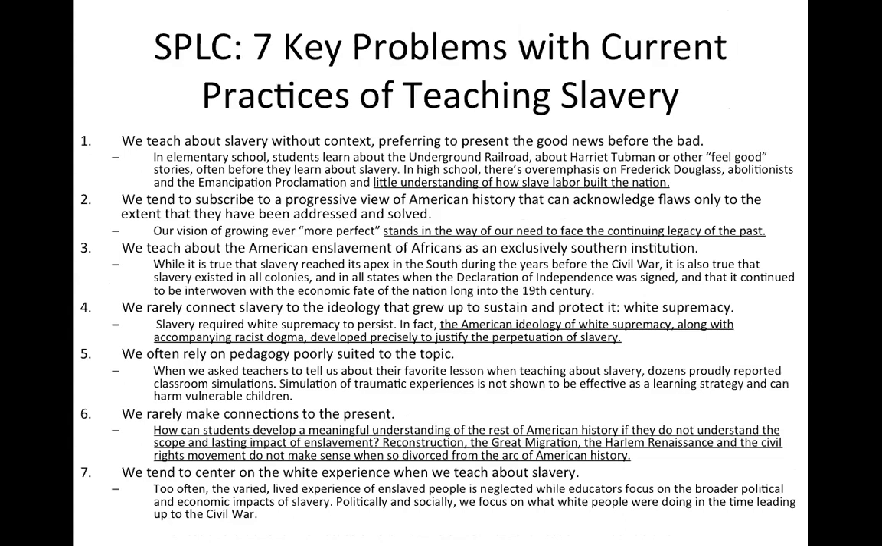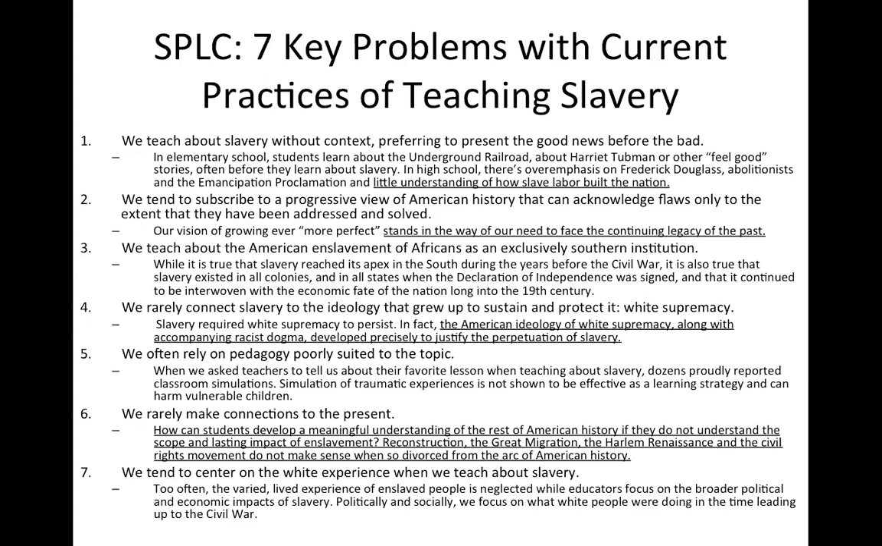The first one is that we teach about slavery without context, preferring to present the good news before the bad. We talk about the Underground Railroad, Harriet Tubman, and Frederick Douglass, while teaching very little about how slave labor built the nation. We tend to subscribe to a progressive view of American history, where we acknowledge flaws only to the extent that they have been addressed.